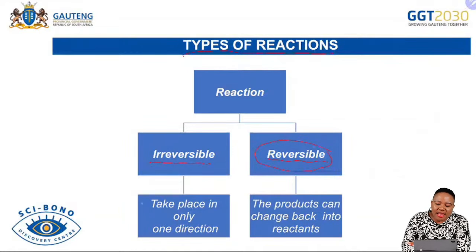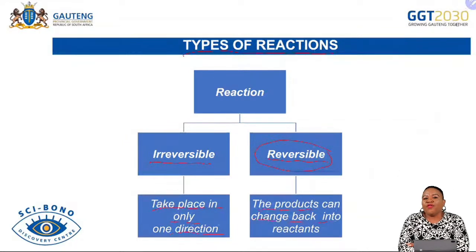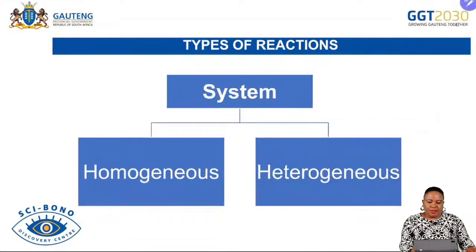By saying irreversible, it means it takes place in only one direction. If the system is irreversible, it will only take place in one direction. However, if the system is reversible, it means the products can change back into the reactants. As I was explaining, you will find a system whereby the reactants, as they are forming products, the products are also forming the reactants.